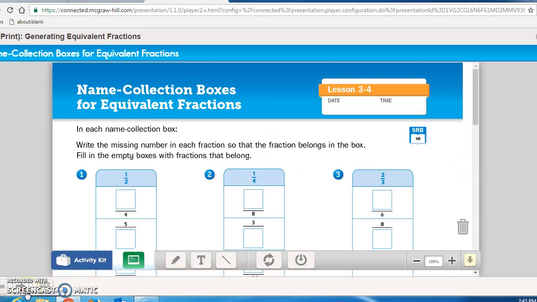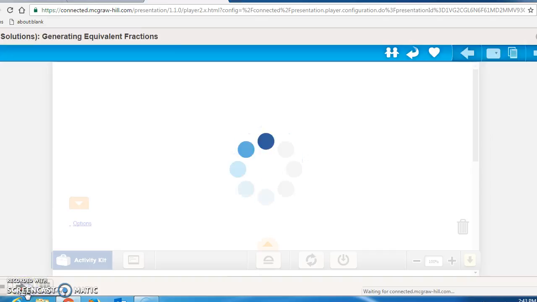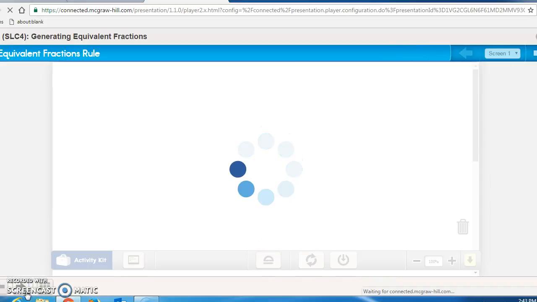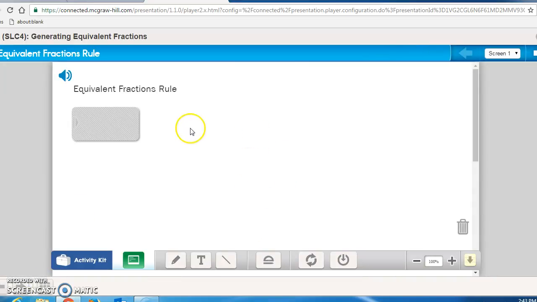This is what it looks like on page 78. Pause the tape. There were the first initial answers. So the equivalent fraction rule: A over B equals N times A over N times B. That's exactly what we did, only now we're using a variable to explain it instead of actual numbers.